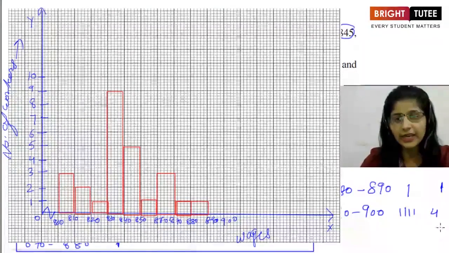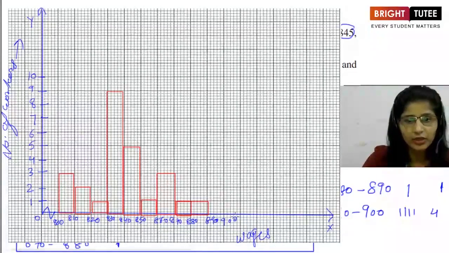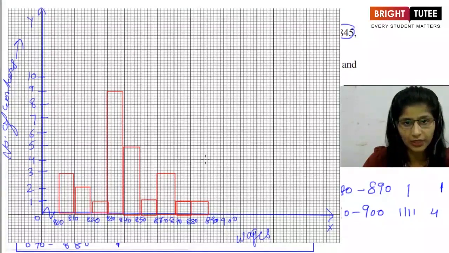Then from 890 to 900 we have 4. So 890 to 900 we will be making 4. So we see 4 is here. It is 3, then it is 4, right? So 4 is here. We'll mark it.